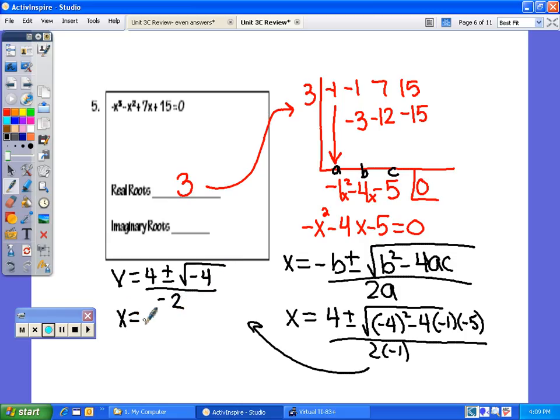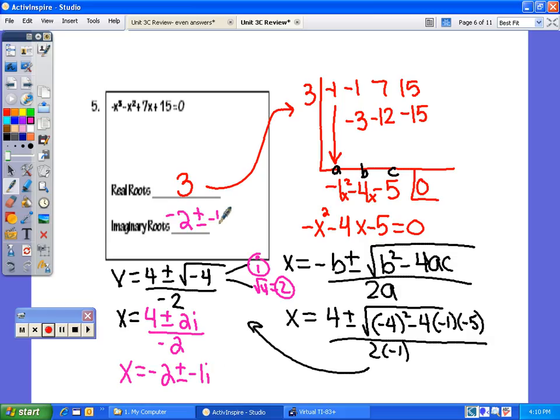And you wind up getting negative 4 under the square root. So we all know that negative 4 can split into 2 factors, i and the square root of 4, which is 2. So this is equal to 2i. So when you write it again, it's 4 plus or minus 2i over negative 2. Now you know that you can reduce this because both of these can be divided by negative 2. So 4 divided by negative 2 is negative 2, and 2 divided by negative 2 is just negative 1. Okay, so your answer to this question would be negative 2 plus or minus negative 1i.